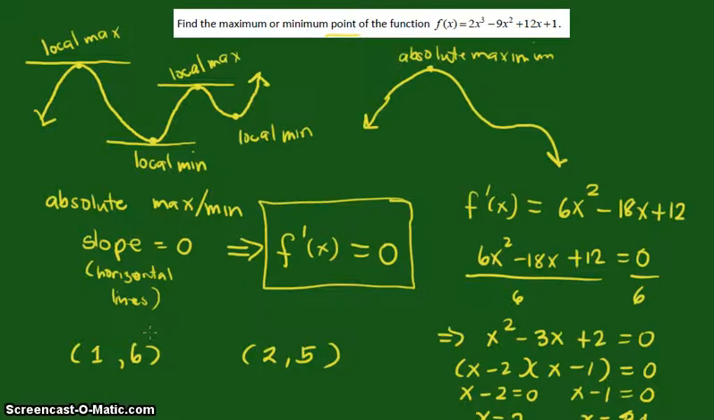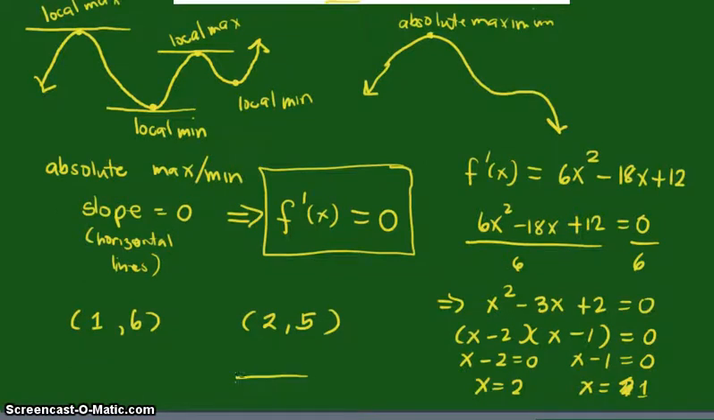So these are the possible maximum or minimum points in the graph. But how do we know if (1, 6) is the maximum and (2, 5) is the minimum? Obviously 6 is bigger than 5, so this should be somehow a maximum. Now just to verify this, what we can do is to plot these 2 in the number line, and we will investigate what is happening in the graph by using the first derivative.